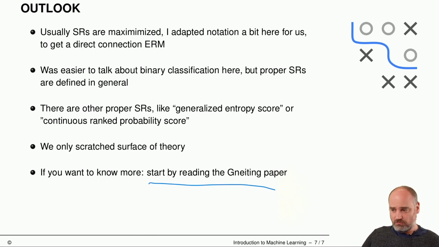If you want to know more about proper scoring rules, there's a lot more theory going on. There's a lot more you can do with this and learn about this. I would say this paper is an excellent starting point. You will also then figure out that this does not only work for binary classification. I've done this here because it's a little bit easier to explain that, and it's also quite common to do that, but proper scoring rules can be defined in general for arbitrary targets. And there are also other proper scoring rules, like the so-called generalized entropy score or the so-called continuous rank probability score. I want to keep things simple here, although these things are interesting and important. I don't want to go into them now.